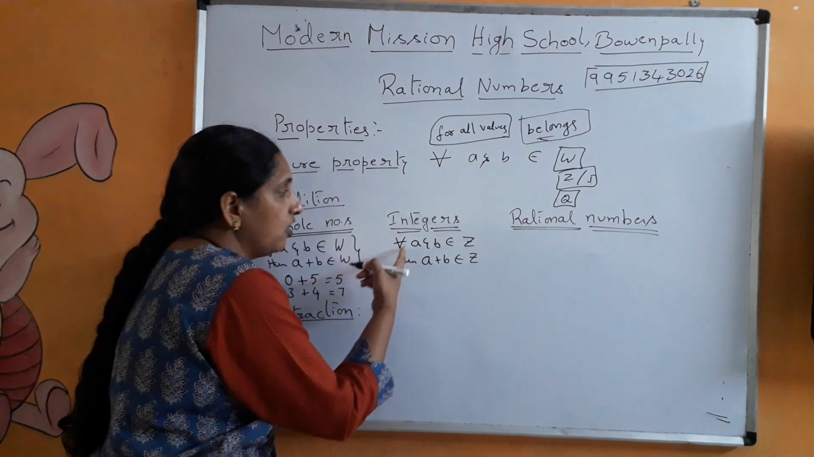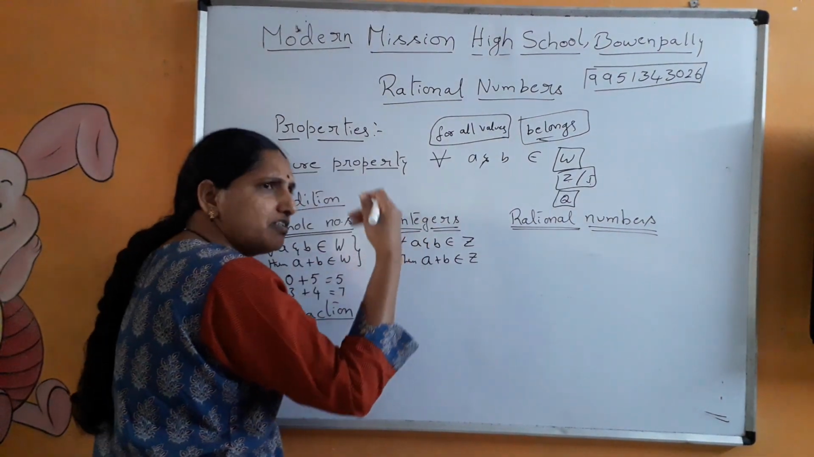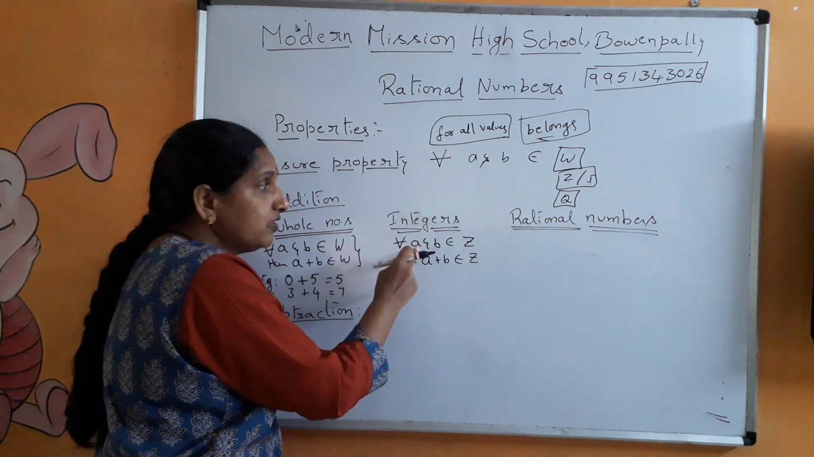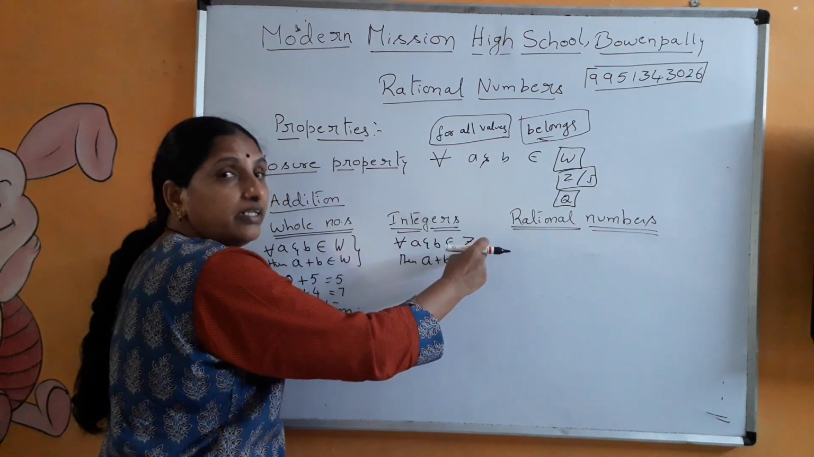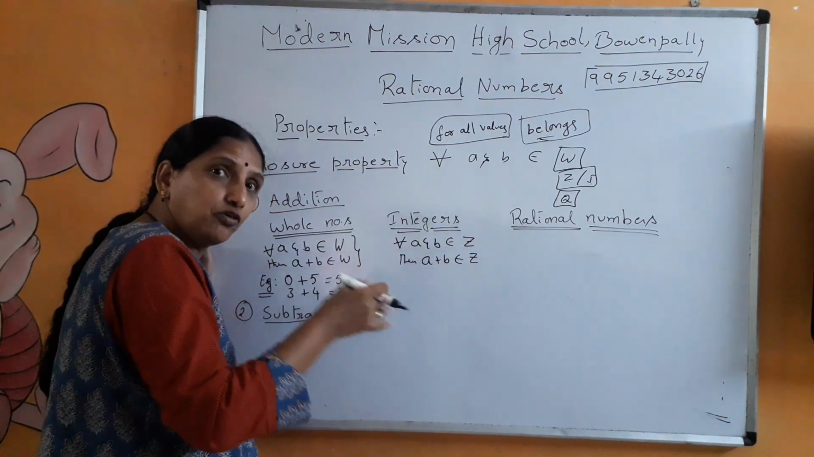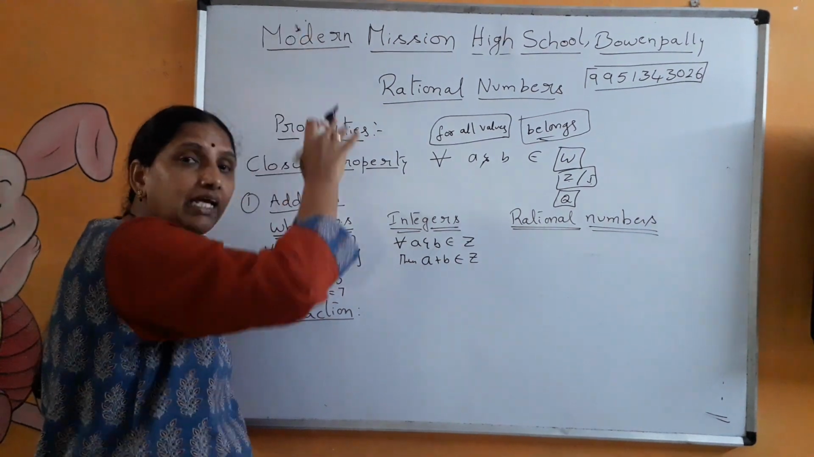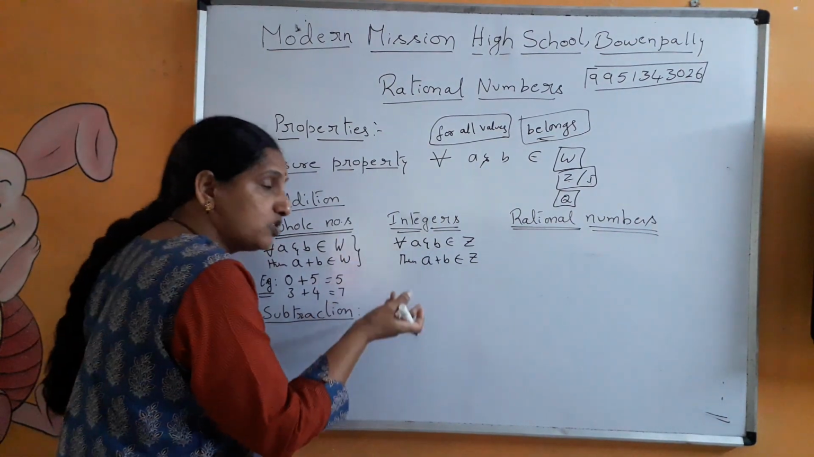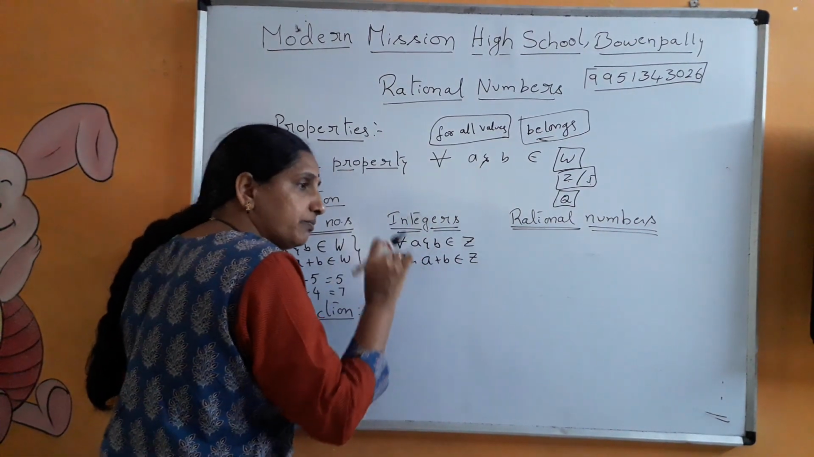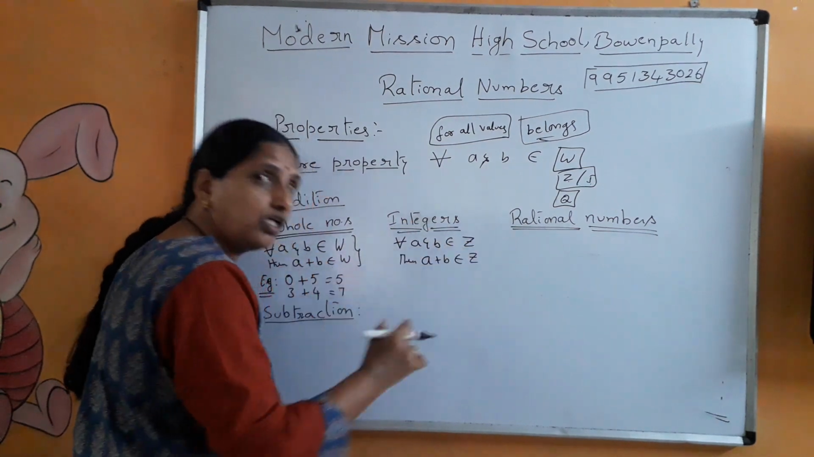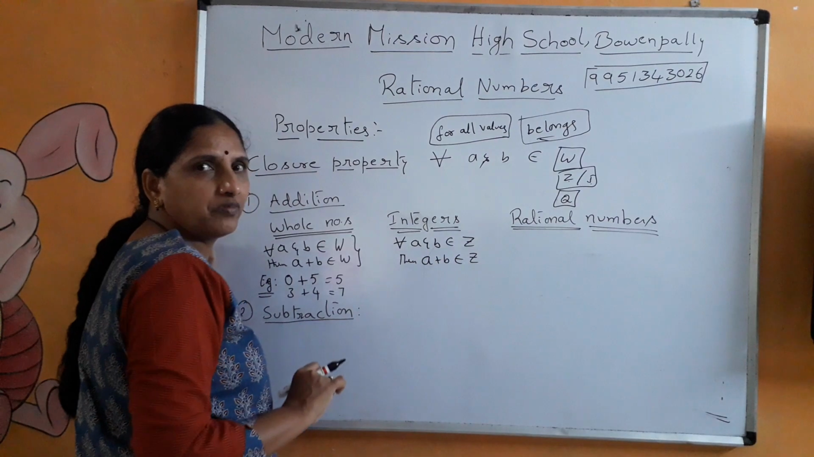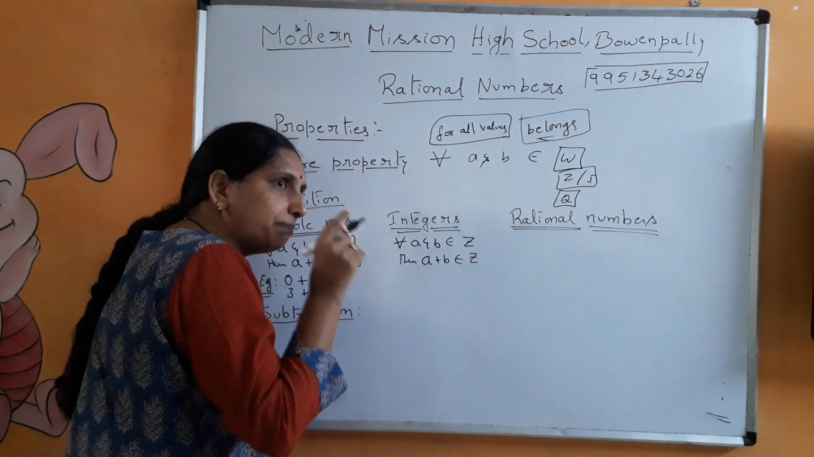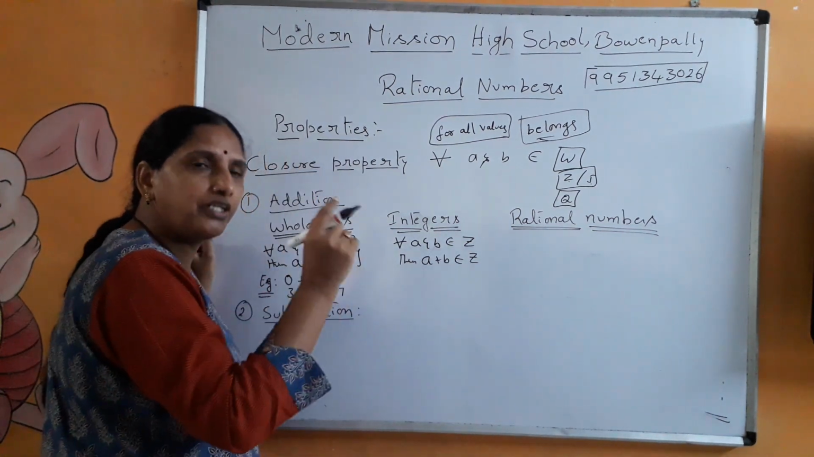For all values of A and B, you can't take 2 by 3 as A. Why? Because 2 by 3 is not an integer. Integer means which values you have to take? Minus 5, minus 4, minus 3, minus 2, minus 100, minus 1 lakh, or plus 1 lakh, or plus 275, or it can be 0. Only those numbers which fall under integers you have to take here, not whichever number comes into your mind. Which number set you are dealing with should always be there in your mind.